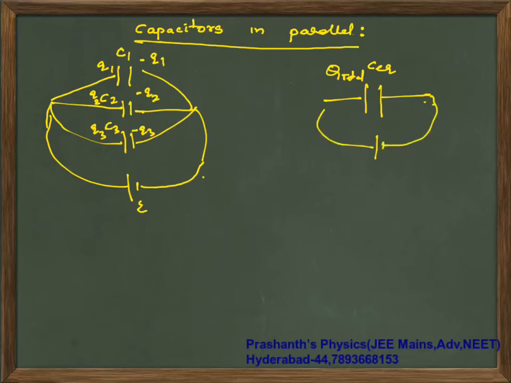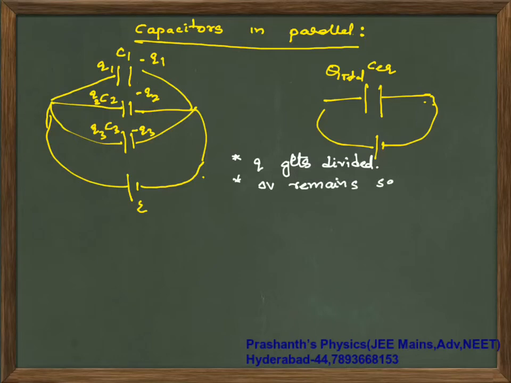So here in parallel, like how current gets divided, for capacitors charge gets divided. In capacitors, charge gets divided, that is the first thing. And your second thing is, your potential difference will remain the same.